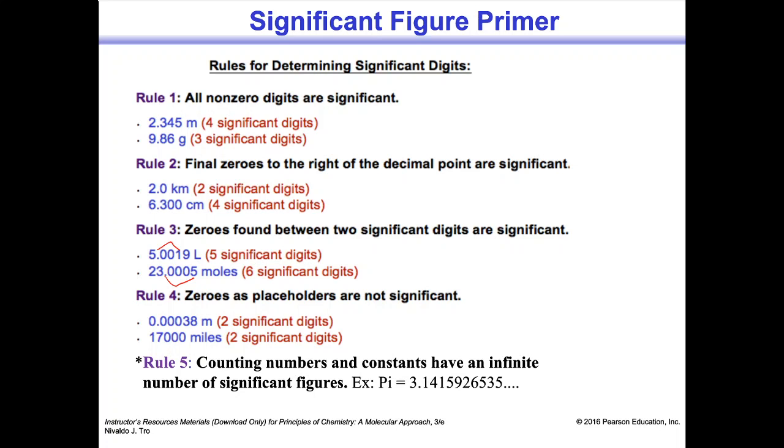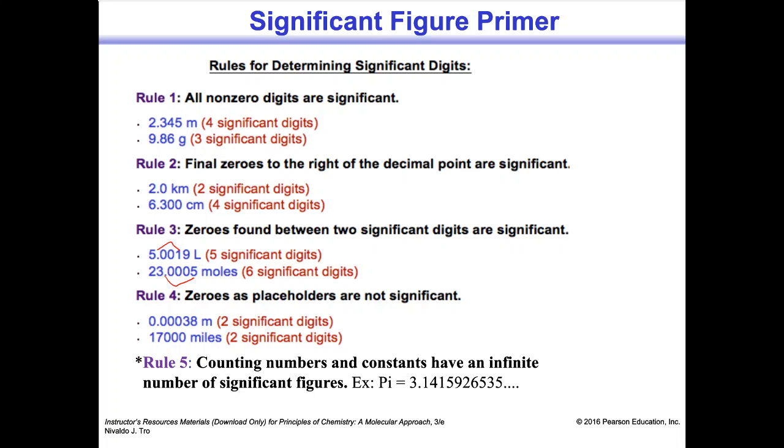Rule 4, zeros placed as placeholders are not significant. If all it's doing is scaling where this 3 goes or where this 1 and 7 goes, those are just placeholder zeros. Those will not be significant. So even if I have a decimal point, leading zeros will not be significant unless I had something like a 1 up front, trapping the zeros, which would be significant. But since I don't have that, I just have 0.000. Those are not significant. And same thing with 17,000 miles. Those 3 zeros at the end will not be significant.